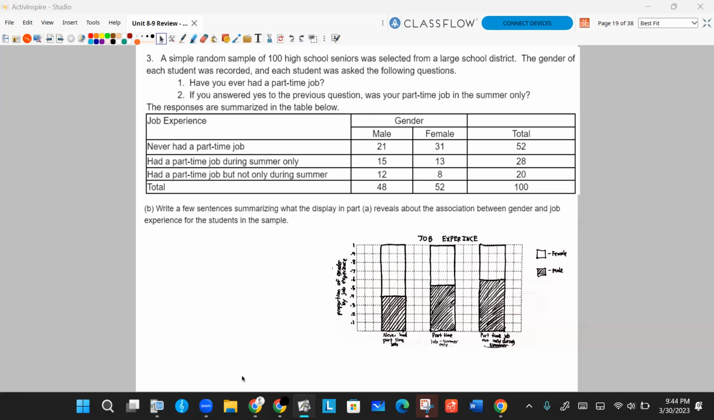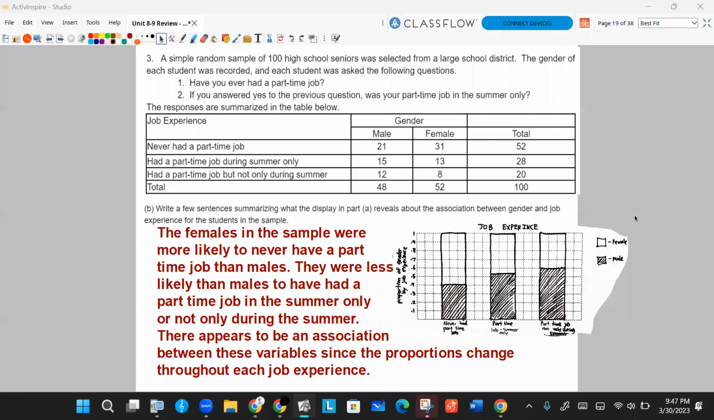So if you want to pause it, try it on your own, then you can check this answer here. This one can get kind of wordy. I stated the females in the sample were more likely to never have had a part-time job than males, and that's true. There's about 60% here versus 40%. I went on to say they were less likely than males to have had a part-time job in the summer only or not during the summer, and that's true because the male percentage is a little bit higher for these two categories.